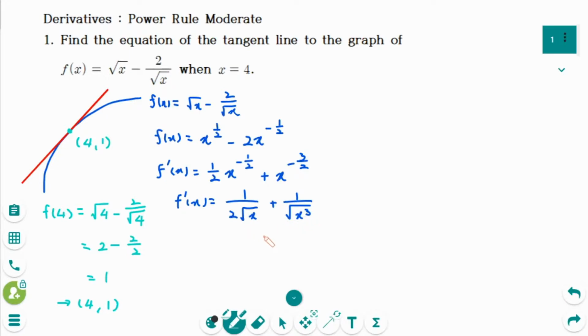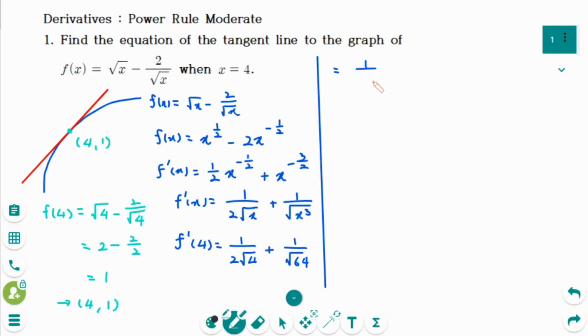The slope of the tangent line at (4, 1) equals f prime of 4, which is 1 over 2 square root of 4 plus 1 over square root of 4 cubed, which is 64, equals 1 over 2 times 2 plus 1 over 8. So 1 over 4 plus 1 over 8 equals 3 over 8. The tangent line has the slope of 3 over 8 and passes through the point (4, 1).